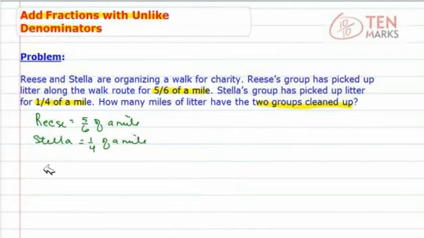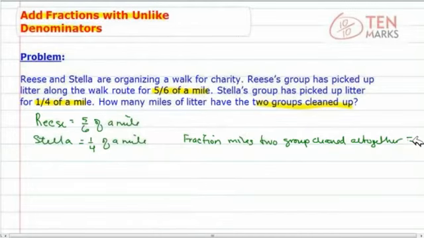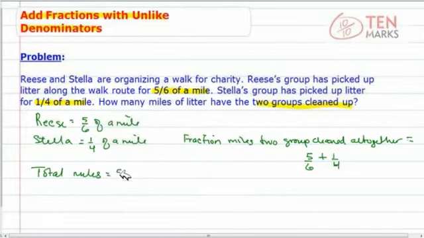All right? So, to find the fraction of miles the two groups cleaned all together will equal 5/6 plus 1/4. Okay? So our total miles will be 5/6 plus 1/4.